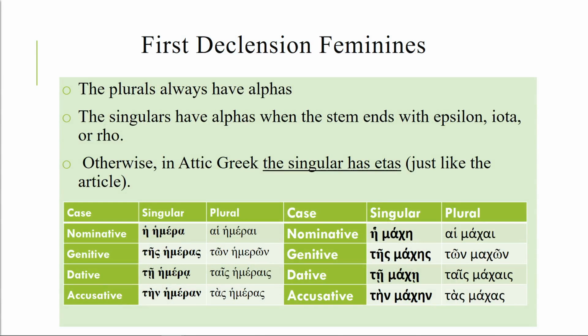So you can see the difference between hemera and mache. It's not very hard. A long alpha and an eta are not so different from each other in sound. And so it's not like it's going to be hard to notice. And also you've got the article there to be your friend to tell you what case something is. Sometimes it can get confusing. You notice tes hemeras and tas hemeras look the same. The form is the same in the genitive singular and the accusative plural when it's an alpha stem. However, the article will tell you which one it is. The context probably will too, but the article is the dead giveaway.